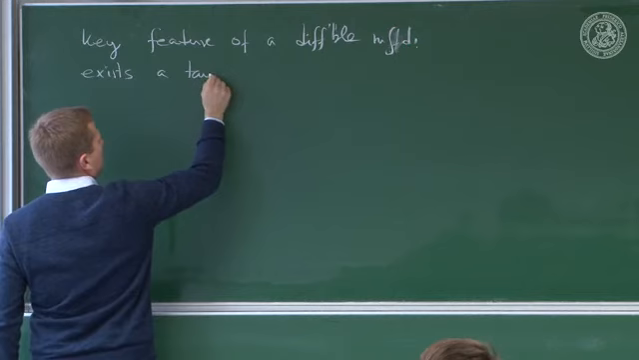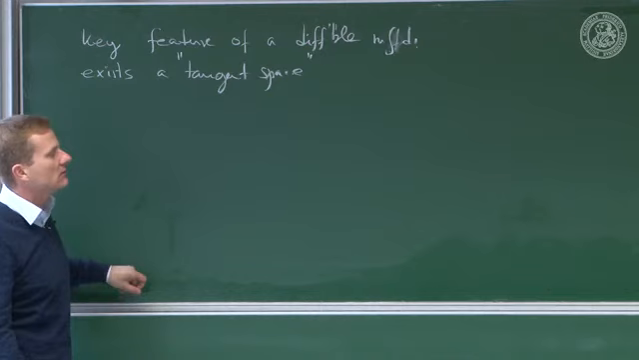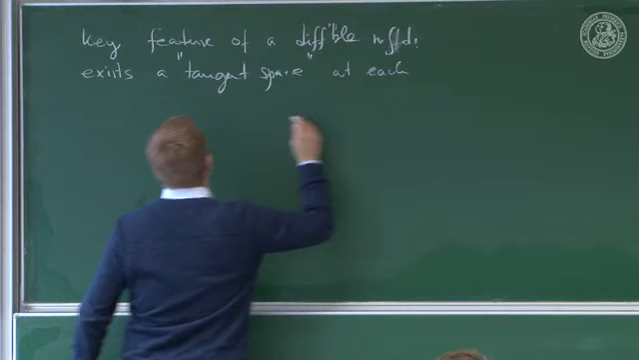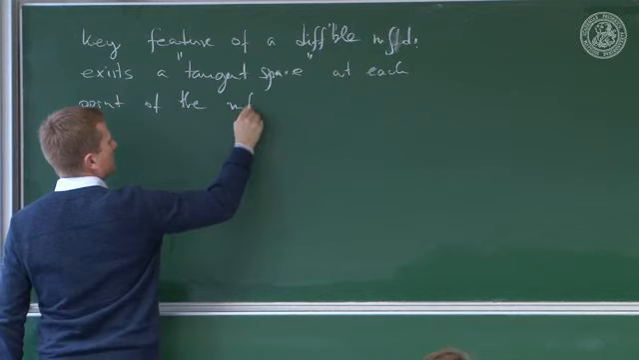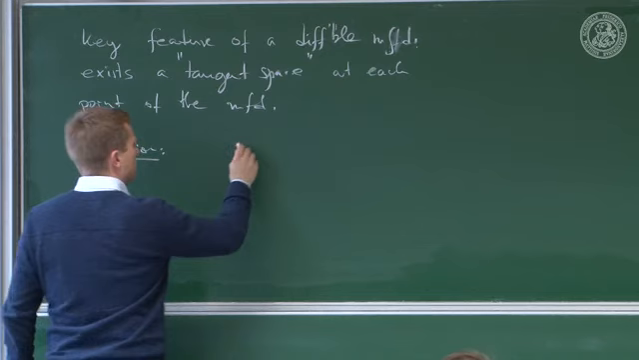and I put this in quotation marks because you may have an idea of what a tangent space may look like, but that idea we will actually not use. We'll go about this in a different way. Exists a tangent space at each point of the manifold. So the intuition to this is the following. Say you have a sphere.